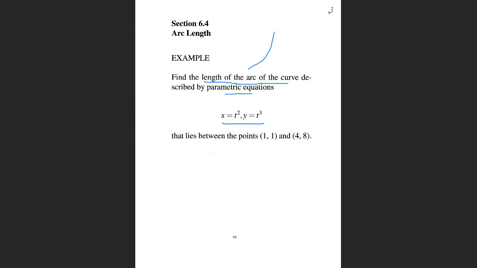You're going to have an arc, and there are coordinates on the arc. So this arc C, there are x, y coordinates on the arc. As t changes, you get different points, and that traces out the arc. And the arc goes a certain direction as t gets larger. So this says the arc lies between the points (1, 1) and (4, 8).